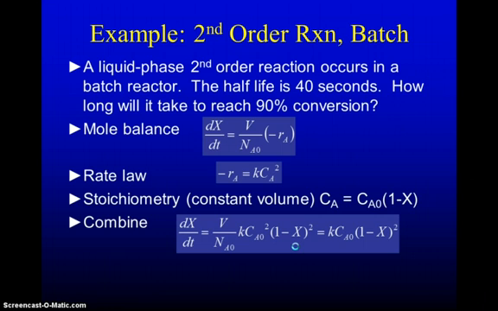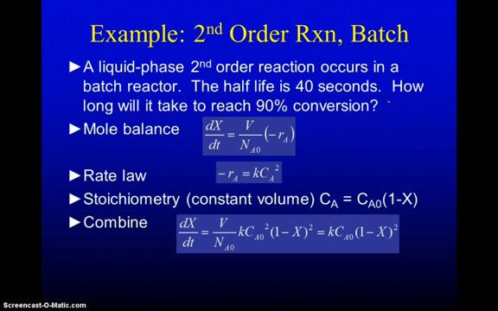So you have most likely seen many examples of reactor design types of problems. Here's an example, and I'm not going to go through these in much detail. I assume you've seen many examples and done many examples yourselves. So for example, if we have a liquid phase second order reaction occurring in a batch reactor, we're given the half-life is 40 seconds, how long will it take to reach 90% conversion?